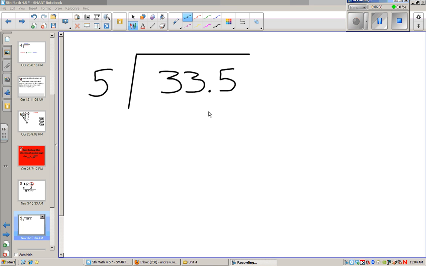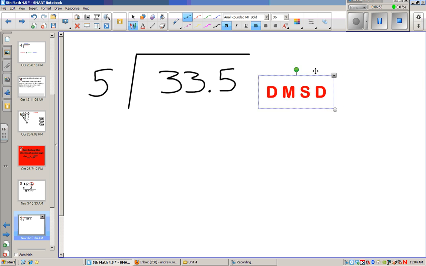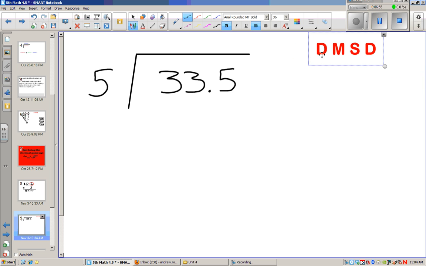All right, so here's another example problem that I want you to work on your own. But before you do that, you always have to remember that when you're doing long division, you need to have something on your paper, and that something is DMSD. Divide, multiply, subtract, drop. So there it is so that I don't forget my steps.